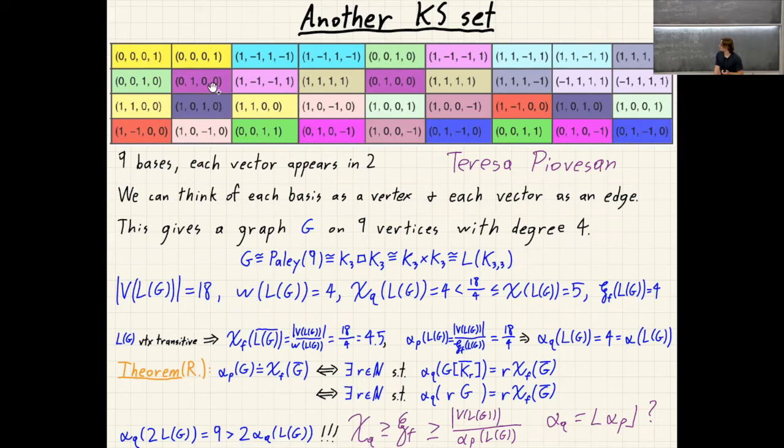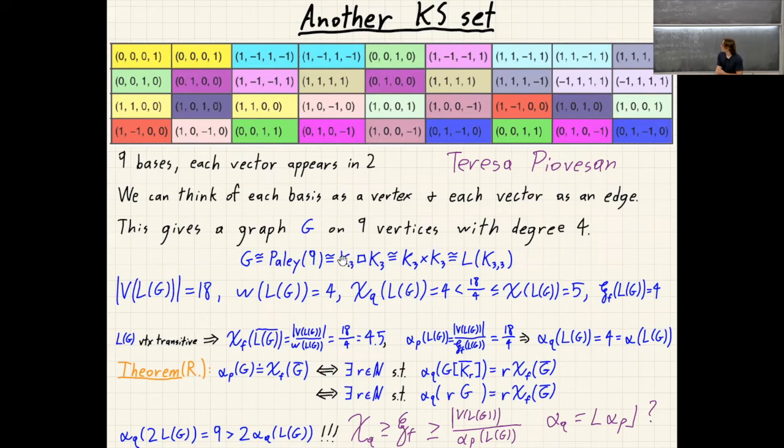So I can think of these bases and the vectors as a graph. I have 9 bases, so I get a graph with 9 vertices, those are my bases, and 2 of the bases are adjacent if they share a vector. And this graph is actually just the Paley graph on 9 vertices. It's also the Cartesian product of K3 with itself, which is also the categorical product of K3 with itself, which is also the line graph of K3,3.